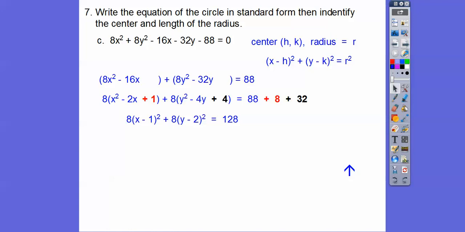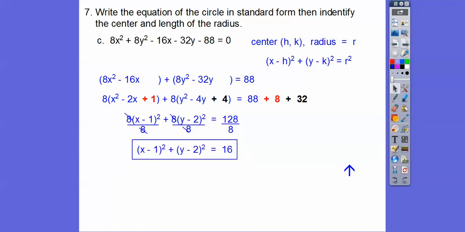And then remember, our equation is (x minus h) squared plus (y minus k) squared. So we don't want those 8's in front. We're going to divide by 8, so we divide both sides of the equation by 8, everything divided by 8. There's the equation of our circle. So the center is at (1, 2). The radius is the square root of 16, or 4.